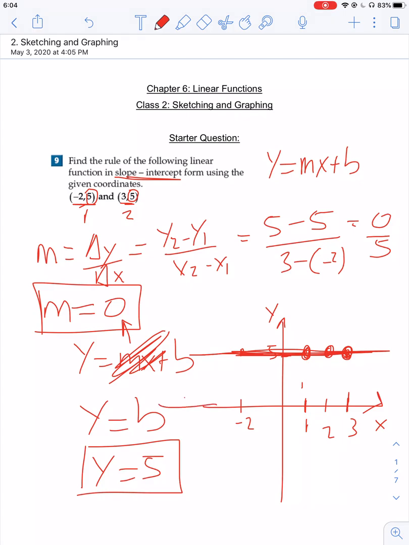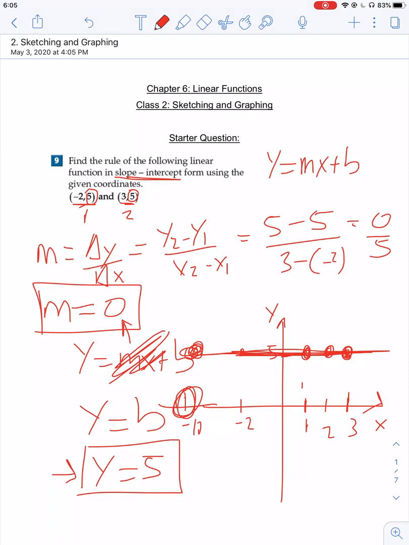My x value could be, let's say, minus a million. Let's just say minus 10, because minus a million would be way out over here. So it doesn't matter what your x value is. Even if it's minus 10, your y value will still be 5. So this is what it means.